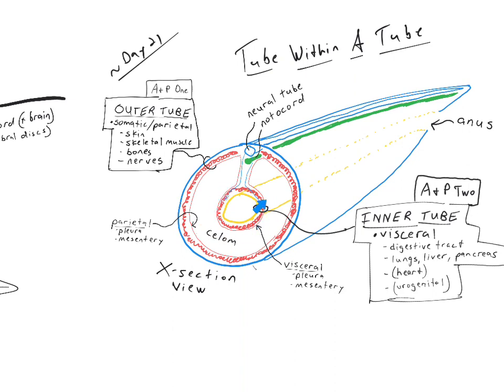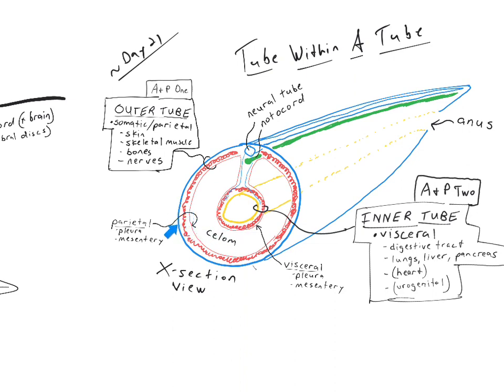The inner tube and the outer tube are separated by a space that we call the coelom, which will become the body cavity in the adult human. And that coelom is what we cut into when we're dissecting in the lab, whether it's a fetal pig or a cat or even a human cadaver. We cut through the skin, muscle, and bones of the outer tube into the coelom and reveal the organs of the inner tube.